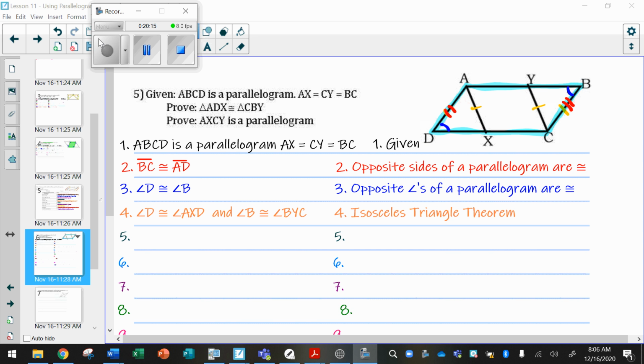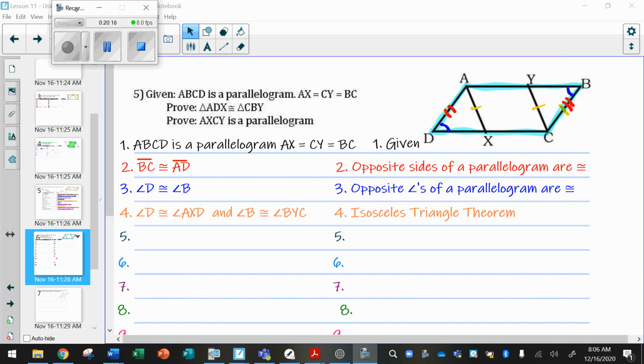So what we have, just to make sure we're clear with what's happening here, we were given that AX is congruent to CY, which is congruent to BC, and then we proved that BC is congruent to AD. That means all four of those segments are congruent to each other, making an isosceles triangle on each end. So AD is congruent to AX, so the isosceles triangle theorem gets the base angles congruent. And then BC is congruent to YC, so the isosceles triangle theorem again gets the base angles congruent. So that's why I get those angles congruent, AXD congruent to D and BYC congruent to B.